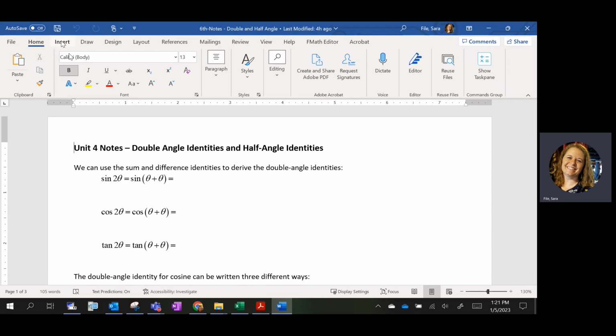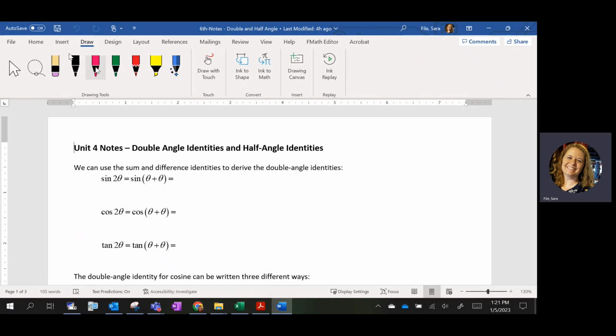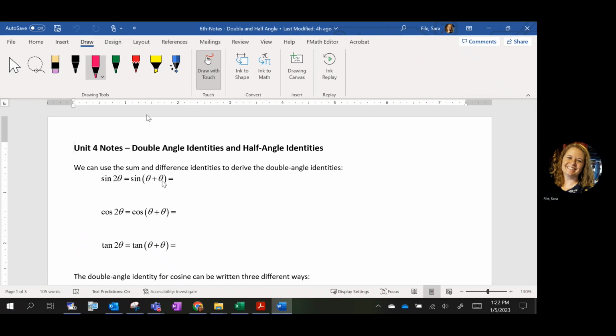Okay, so if we were to expand this out using the sum and difference identities we just learned, for sine, I can break down 2 theta to theta plus theta, right? So that would be sine of the first angle, cosine of the second angle, and then do I keep my sign the same or change it? Keep it the same, so it stays plus. And then sine of the second angle, cosine of the first angle.